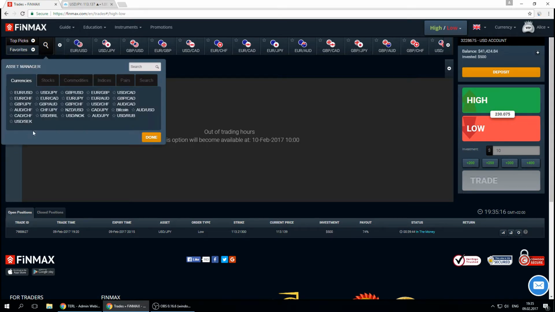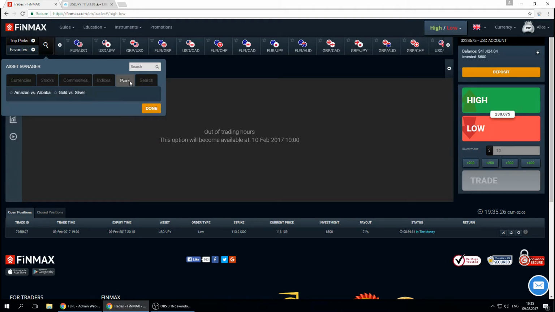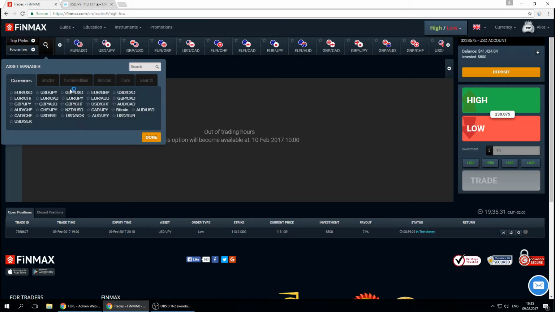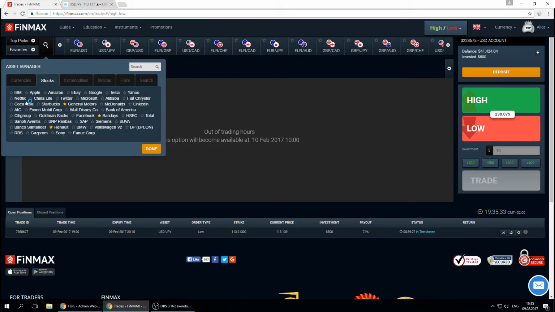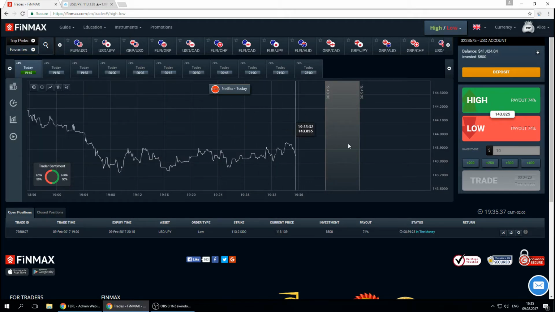But to find the asset you are interested in fast, you can use this magnifier button. You press on it, and here you can see different groups of assets: currency, stocks, commodities, indices, pairs, and quick search for your convenience. So it's pretty simple how you choose. You just press on the asset that you want to work at, and you see the chart devoted to this asset.